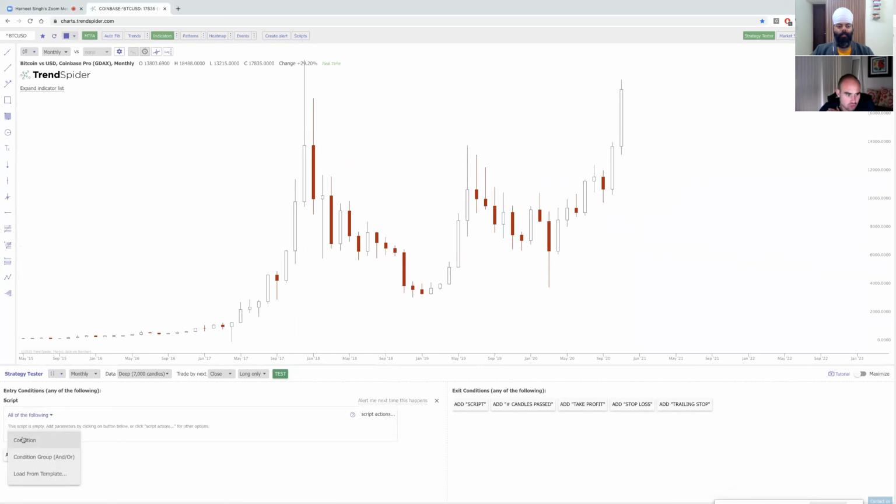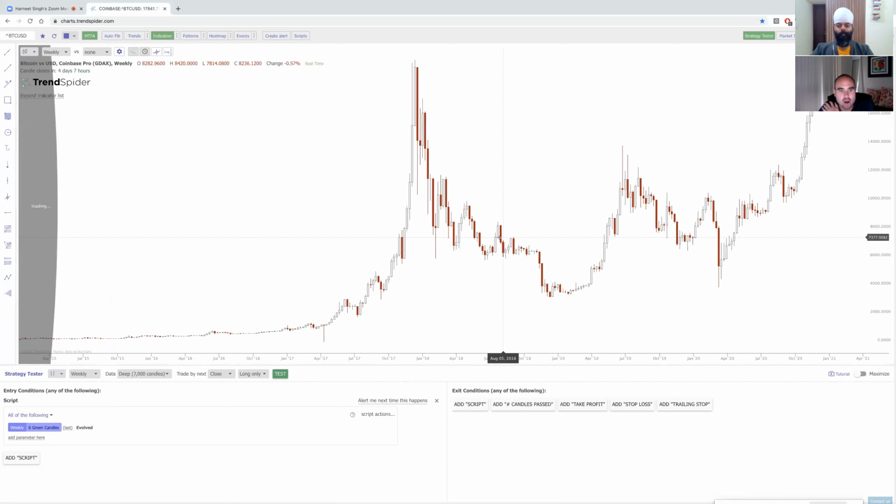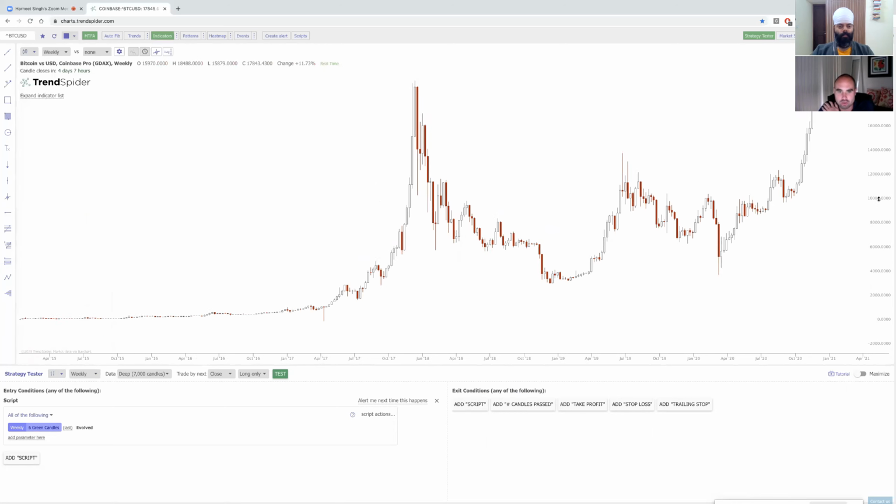And let's do add parameter, condition, candlestick pattern. We'll do 6 green candles in a row. So let's change this to the weekly chart. So now we're looking at, over time, and let me change this on the weekly side as well. Over time, how has 6 green weeks in a row performed?